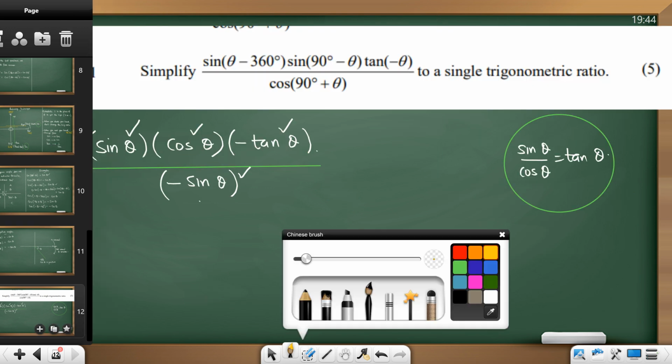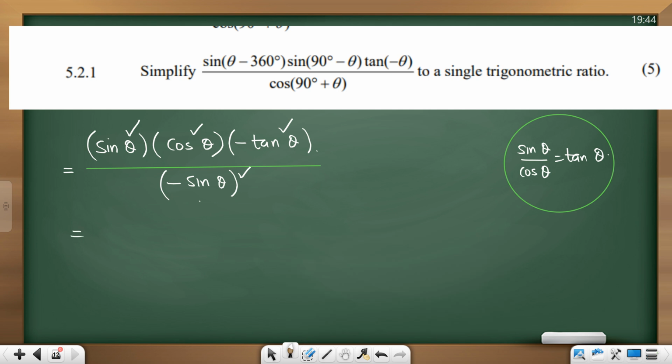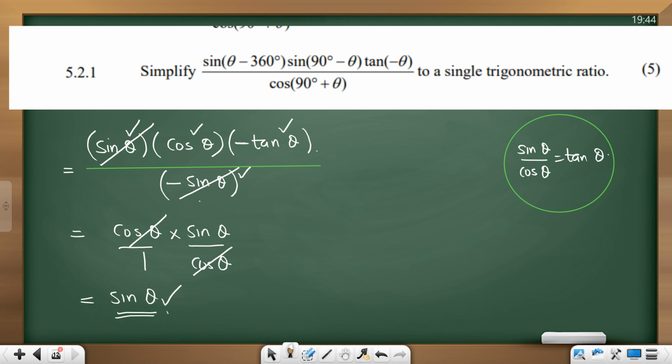All right, guys, let's simplify this. Oh, by the way, negative divided by negative is positive. Good. The sine theta would cancel sine theta. Then I have cos theta into what? What is tan? Sine theta over cos theta. Just normal algebra. What's my answer? The 5th mark. Did this make sense? Let me know. Did this make sense? 5 marks in the bag.